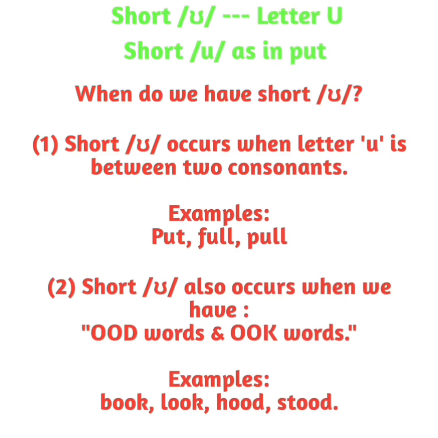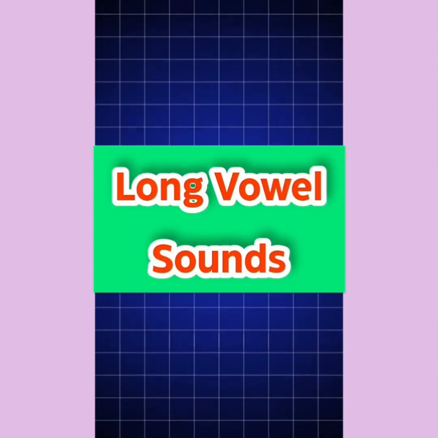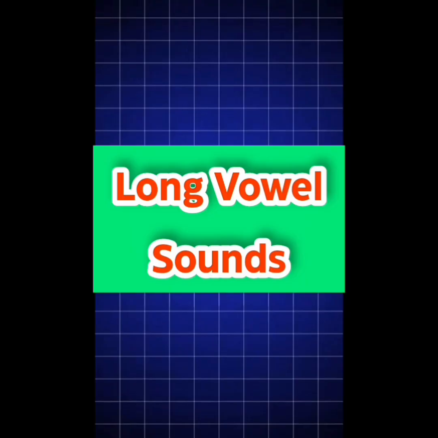Or we have, as I mentioned in our digraph, when we were explaining digraph OO, that all OOD words are short, all OOK words are short, except the exceptional cases that I mentioned in the previous class when I was explaining digraph. So still in the monophthong, I told you that we have short monophthong and long monophthong. After the explanation of the short ones, we are now moving to the long ones, and we have five long monophthong sounds as well.